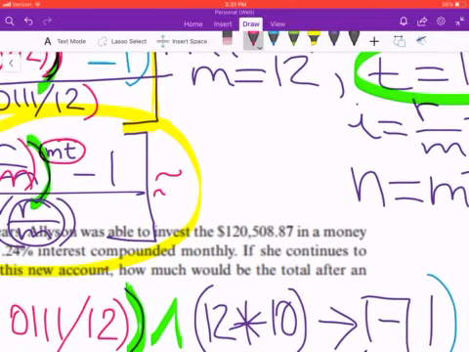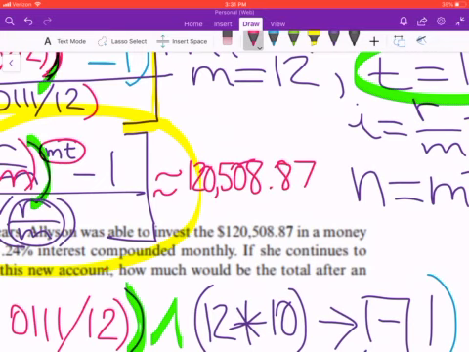you should get approximately 120,508 with 87 cents. We're going to round to the nearest 100 because we're talking about money. And so there is the answer.